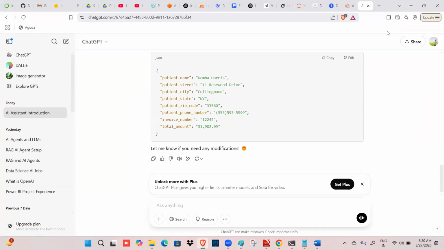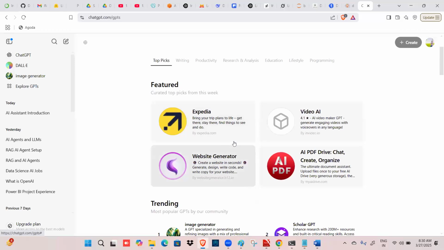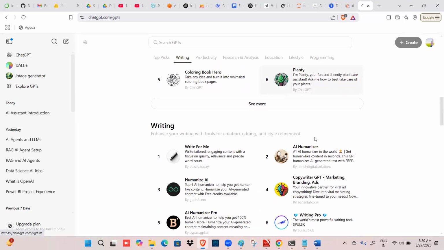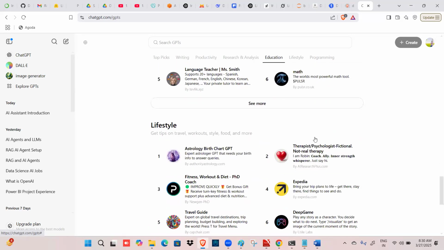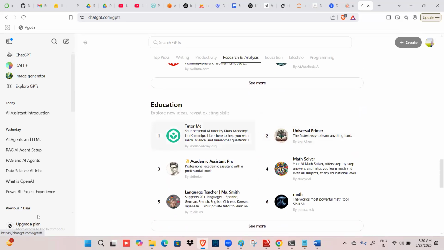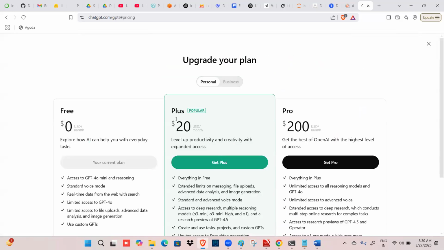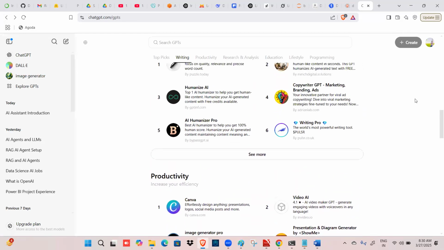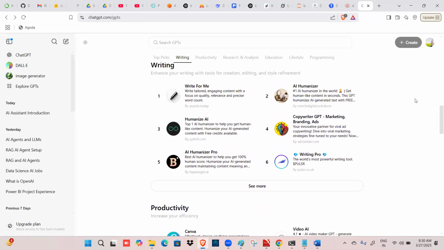Here there are many GPTs. Explore GPTs, and for your application, see which GPT works well. If you want to upgrade, there is one more option: upgrade the plan. You can upgrade for 20 plus dollars per month or $200 per month. You will get complete support from ChatGPT to solve all your application problems, from the coding point of view and the business point of view.